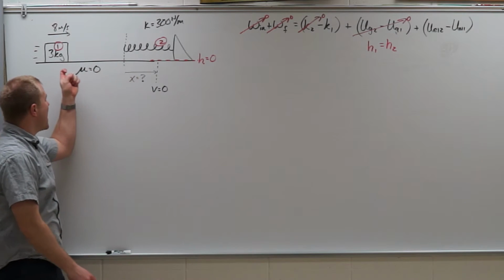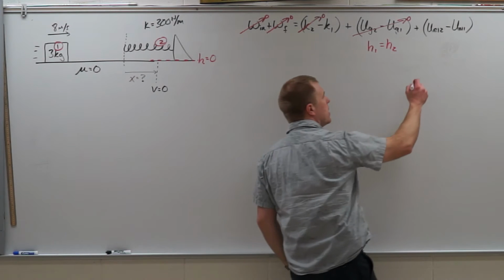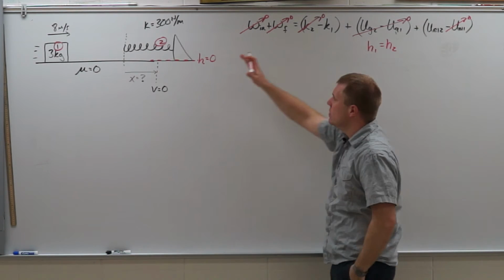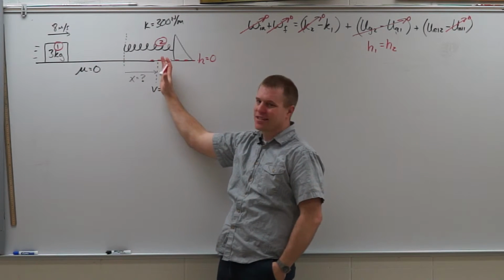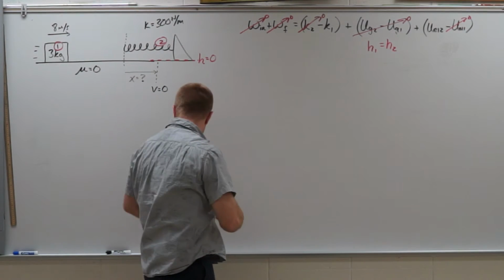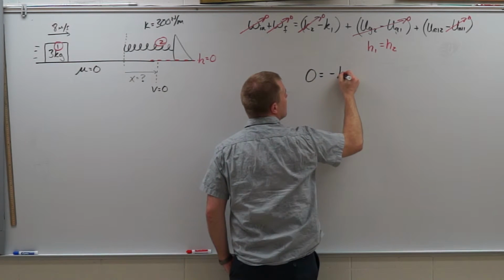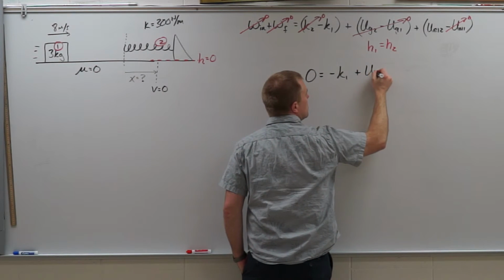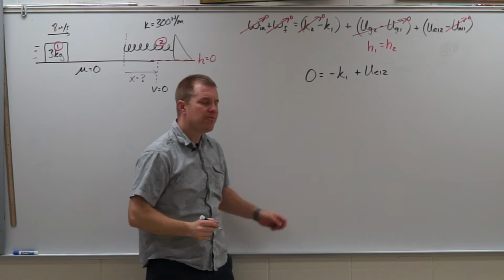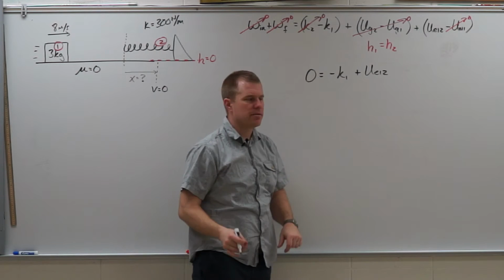The spring is not compressed or not even attached at point 1, so there's no UEL1, but at point 2, that mass has compressed that spring. So I do have UEL2. All right, at this point, I'm going to rewrite this equation, so I'm left with 0 equals negative K1 plus UEL2. If I'm solving for either of these, I would leave them there. Otherwise, I'm going to substitute.